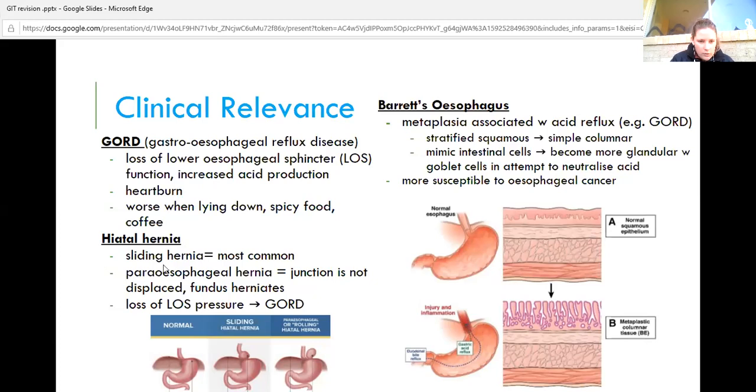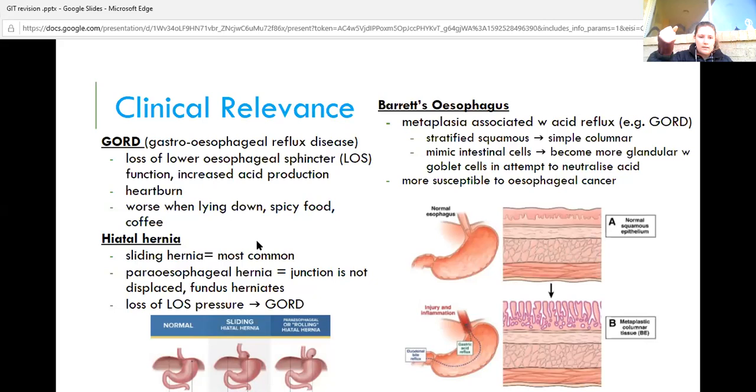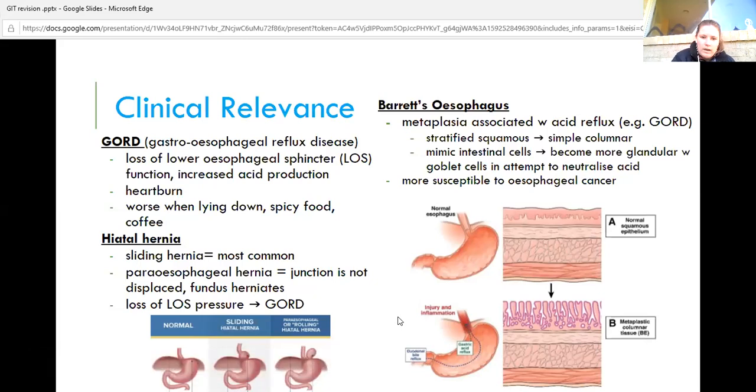You also have hiatal hernias. Sliding is just like if you imagine you held the esophagus and yanked it up, that's what happens, you're just pulling the esophagus through. And then paraesophageal hernia, which is when the junction is still underneath the diaphragm, but part of the fundus of the stomach herniates through the diaphragm.